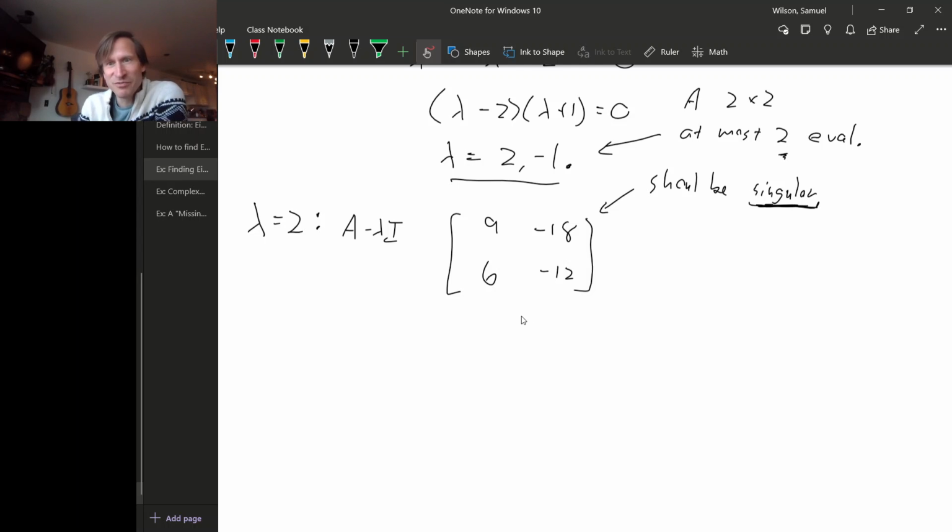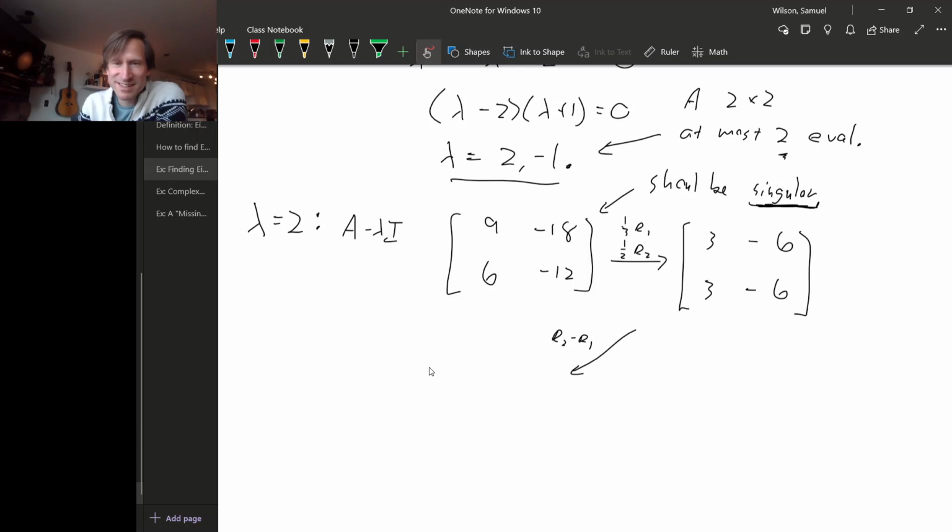So let's row reduce this and see if we do get the identity. We know ahead of time that we shouldn't. If we actually are dealing with an eigenvalue, this should not row reduce to the identity. So let's see, we can divide the first row by 3 and divide the second row by 2. We get 3, minus 6, and then here we get 3, minus 6. Oh, I should have divided by 3 again. Well, row reducing, you can see that the second row is going to get zeroed out. So row 2 minus row 1 is going to zero out the second row.